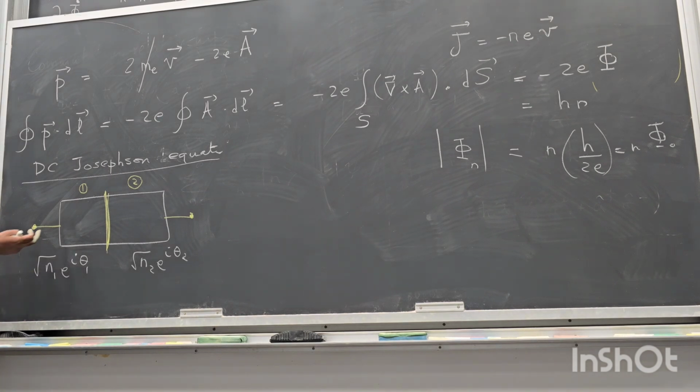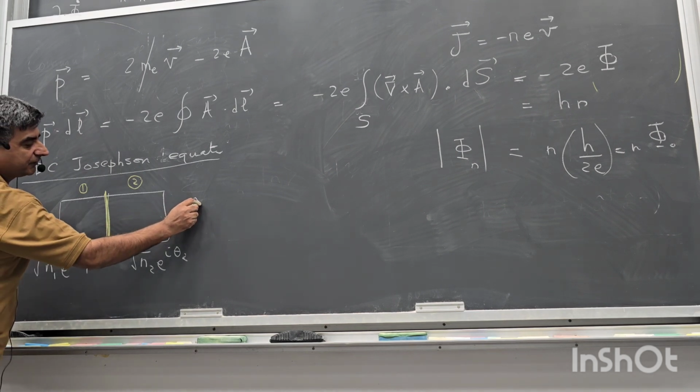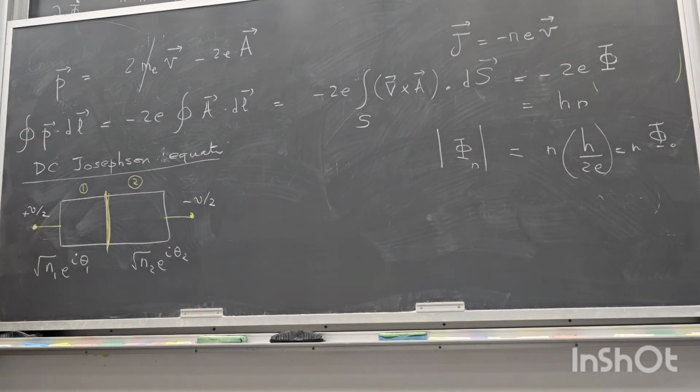Okay. There is going to be some energy here. Suppose this voltage here is V over 2, this voltage is minus V over 2. So there will be some energy here and some energy here. And Cooper pairs in superconductor 1 can tunnel across the barrier and reach the superconductor 2. So one can write differential equations for the wave functions. Let me just show you how those differential equations are written.